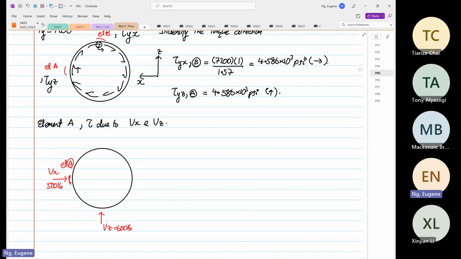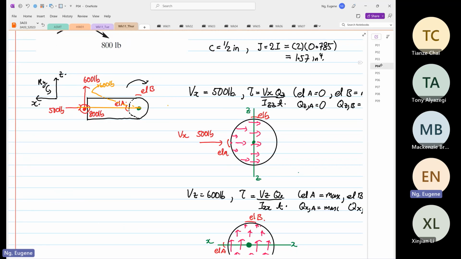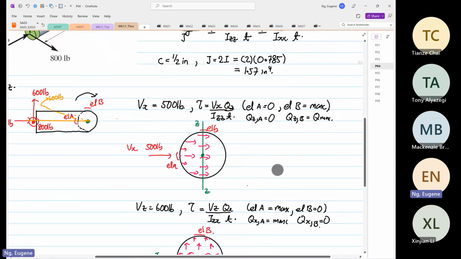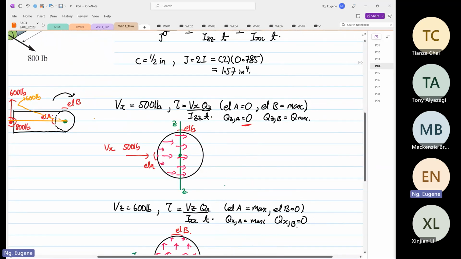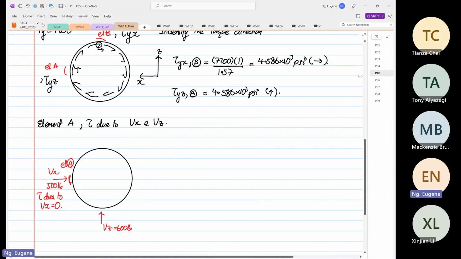So we know for element A, right, the shear over here, the shear due to Vx is equal to what? 0. We know that, right? Which we have earlier, right? Vx at A, the shear is equal to 0. However, Vz is not equal to 0.